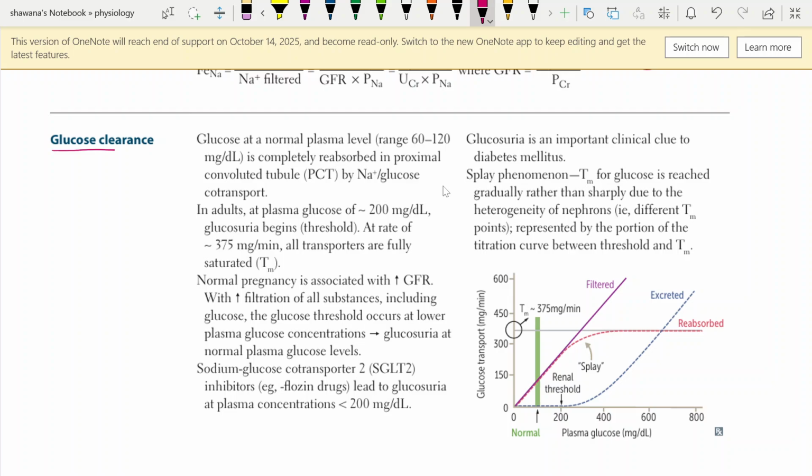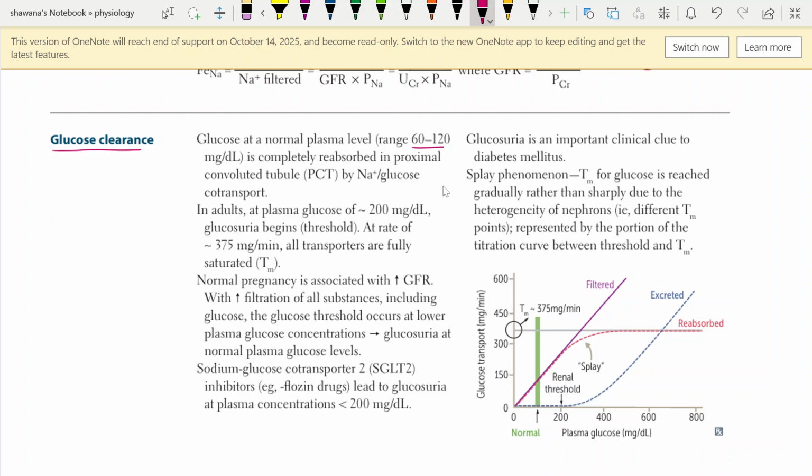What we can discuss about glucose clearance is that, first of all, the normal plasma glucose is approximately 60 to 120 milligram per deciliter, but in normal ranges we can write it as 125. In the proximal convoluted tubule, there are specialized sodium glucose co-transporters. Listen very carefully because it's a concept regarding this graph.